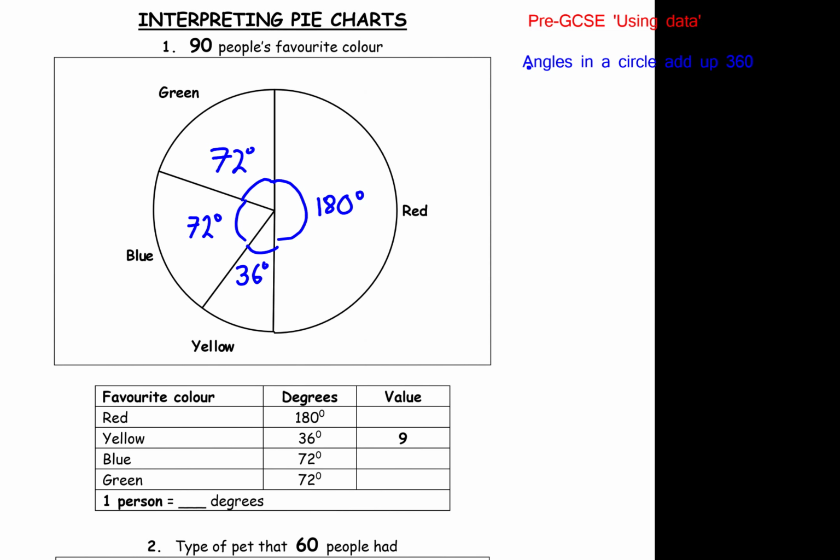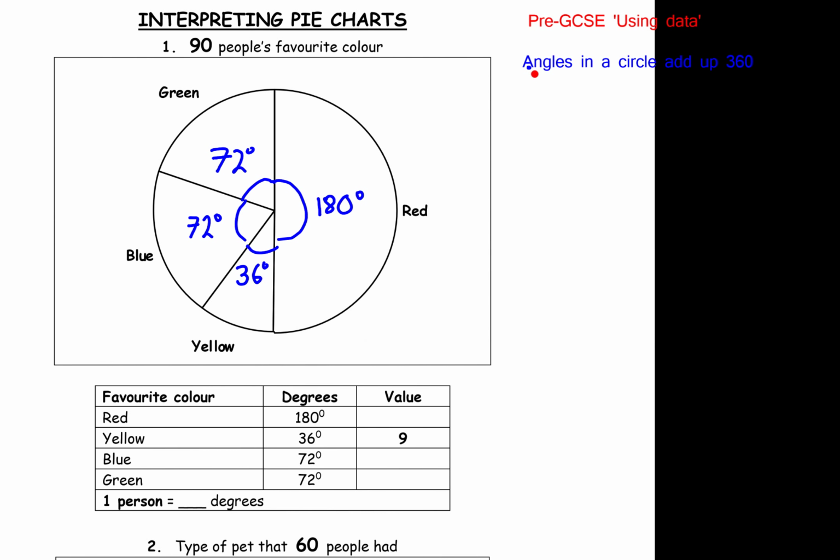Right, today we're going to be looking at interpreting pie charts. Now let's have a look at this question. This is telling us 90 people's favourite colour. Okay, so this is a pie chart. Now, this is expressing 90 people's favourite colour as a circle.